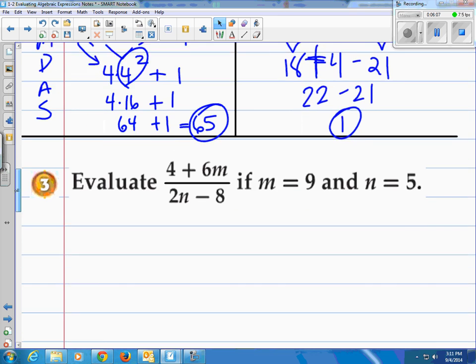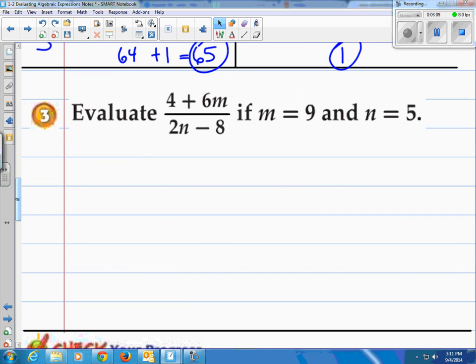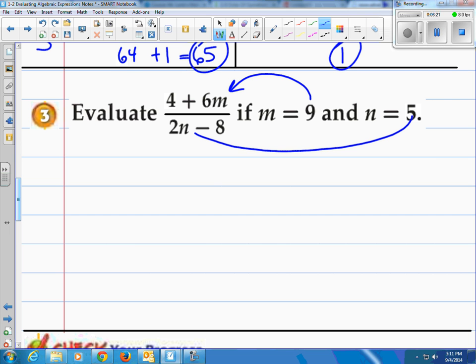Hopefully those are the ones you got right. What about fraction bars? Well, fraction bars are handled the same way, except you do the top first, then do the bottom, then take the top divided by the bottom. So let's take our 9 and plug it in for M, and take our 5 and plug it in for N. So now we have 4 plus 6 times 9 all over 2 times 5 minus 8.